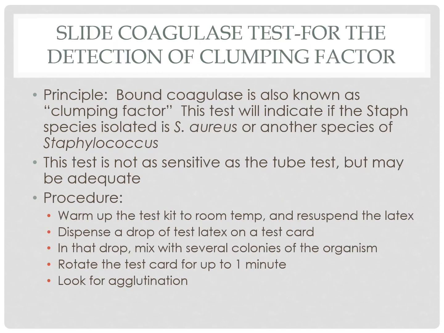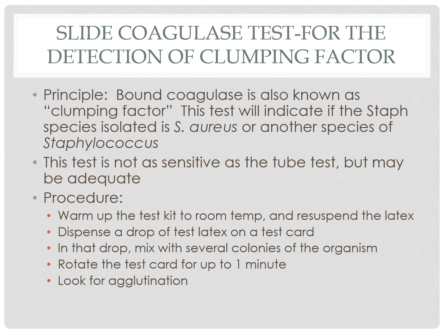We also have what's known as a slide agglutination test for clumping factor. The principle is this. Bound coagulase is also known as clumping factor. This test will indicate if the staph species isolated is Staphylococcus aureus versus another species of Staphylococcus. This test is not as sensitive as the tube test but may be adequate.